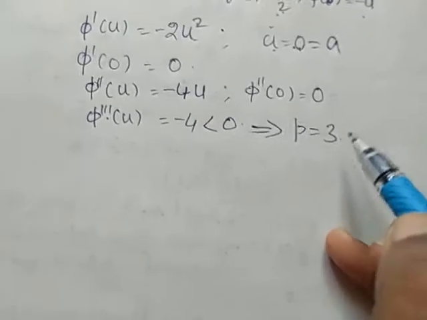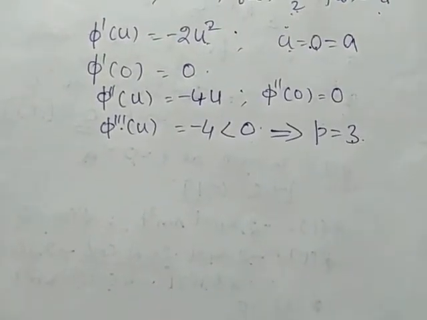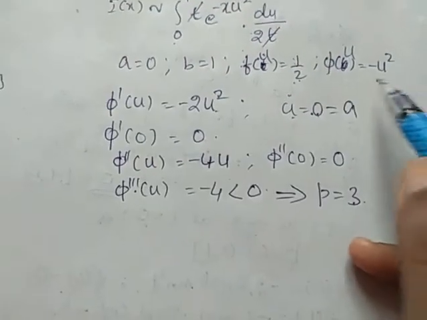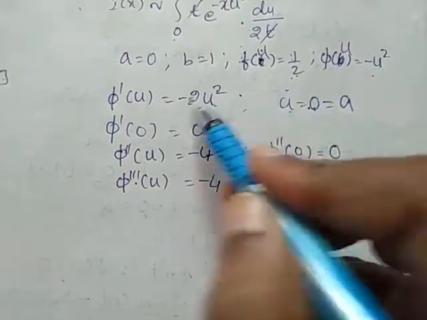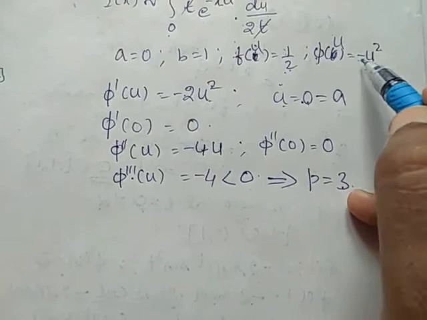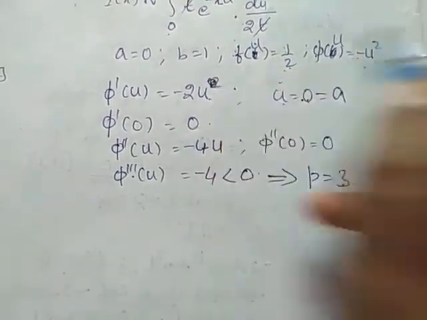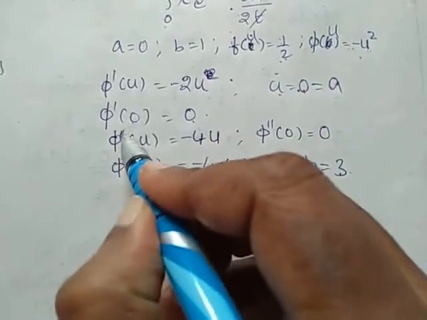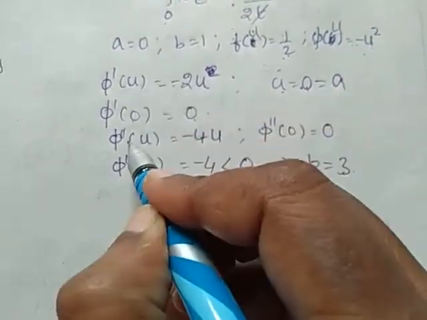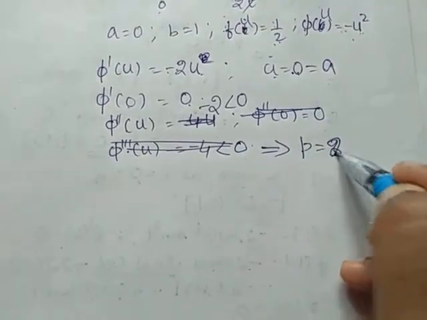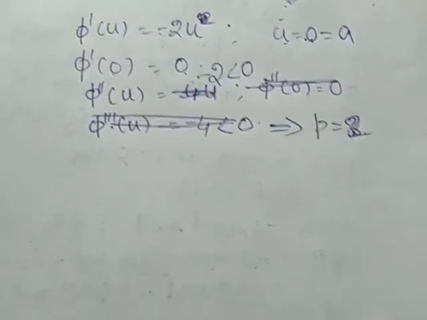Sorry, here I have made a small mistake. Phi of u is minus u square. Differentiation of minus u square is minus 2u. So phi dash of 0 is 0. Differentiating phi twice gives minus 2, which is less than 0. So p is 2 now. So in the standard formula we have to substitute 2.